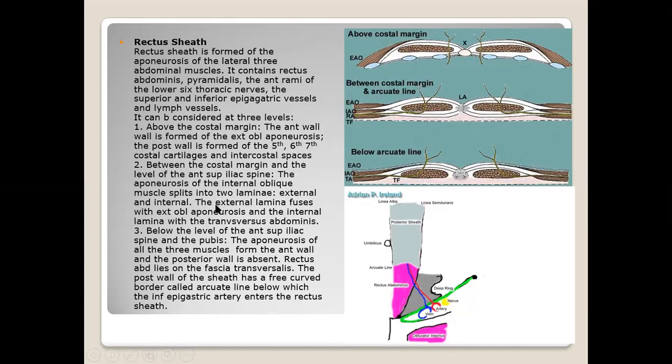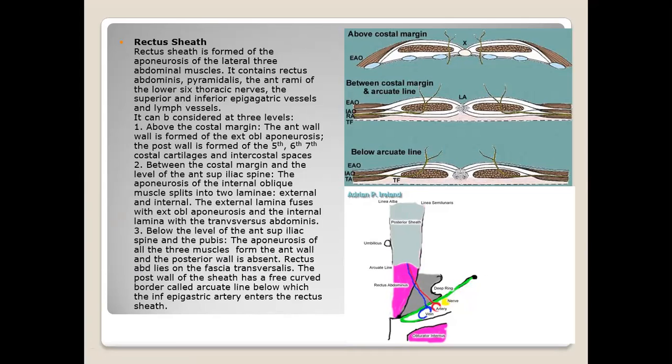Okay, below the level of the anterior superior iliac spine and the pubis, the aponeuroses of all three muscles form the anterior wall. If you see here, the external oblique, internal oblique, and transversus abdominis all go in the front. So they form the anterior wall only, and the posterior wall is deficient. So the posterior wall is absent here. Rectus abdominis lies on the fascia transversalis. If you see here, because there is no posterior wall, it lies directly on the deeper structure, that is the fascia transversalis.